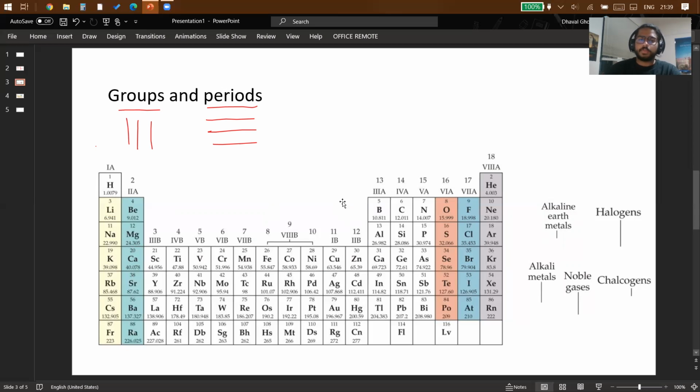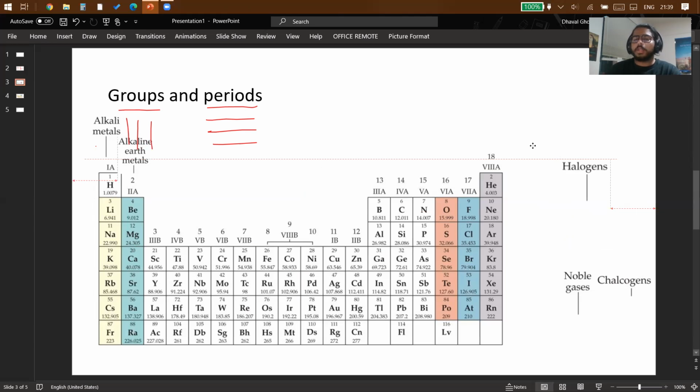Okay, so if you guys are done with it, I'm gonna move ahead. Alkali metals are the ones in group 1A. Alkaline earth metals are the ones in group 2, my bad. Halogens are the ones in group 17. That's the fluorine group. Chalcogens are the ones in group 16, which is the oxygen group, or the oxygen family.